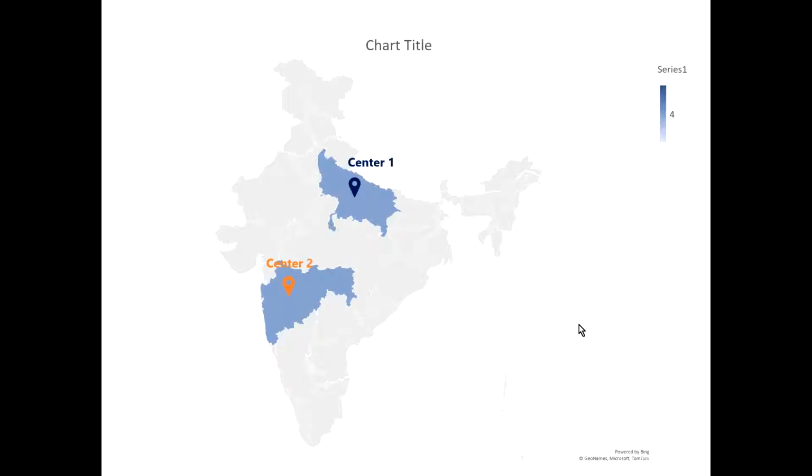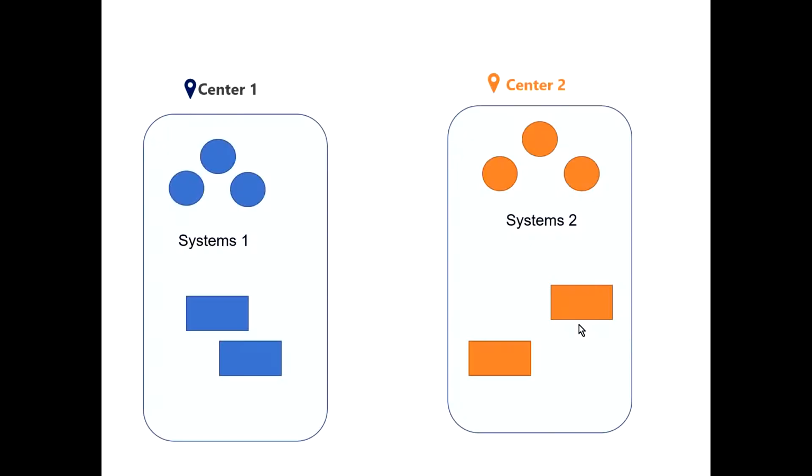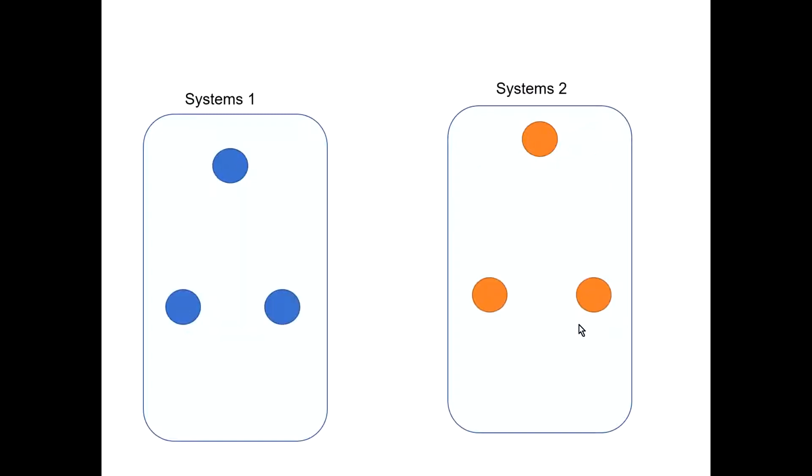So say I have a company and I'm explaining to my investors that I've got centers in two places in India. One is in UP and another is in Maharashtra. Now I'm going to explain further about these two centers. Center 1 and center 2 both have got three systems. Center 1 has systems 1, center 2 has systems 2, and has got so and so components. Now I'm going to delve further into systems 1 and systems 2, and explain it to you in detail.